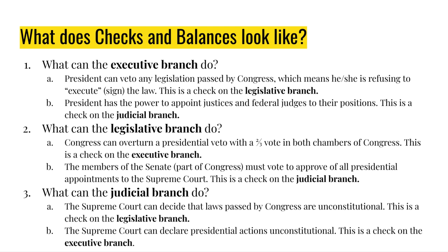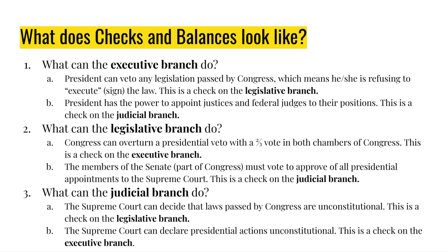Now, actual checks and balances, what does that look like? Well, to understand this, we have to look at what are some basic things that each branch can do to check the other branches, okay? Let's start with the executive branch. What can they do to the other branches that check their power? Well, the president can veto any legislation passed by Congress, which means that he or she is refusing to execute the law. This is a check on the legislative branch. Remember that Congress is the legislative branch.